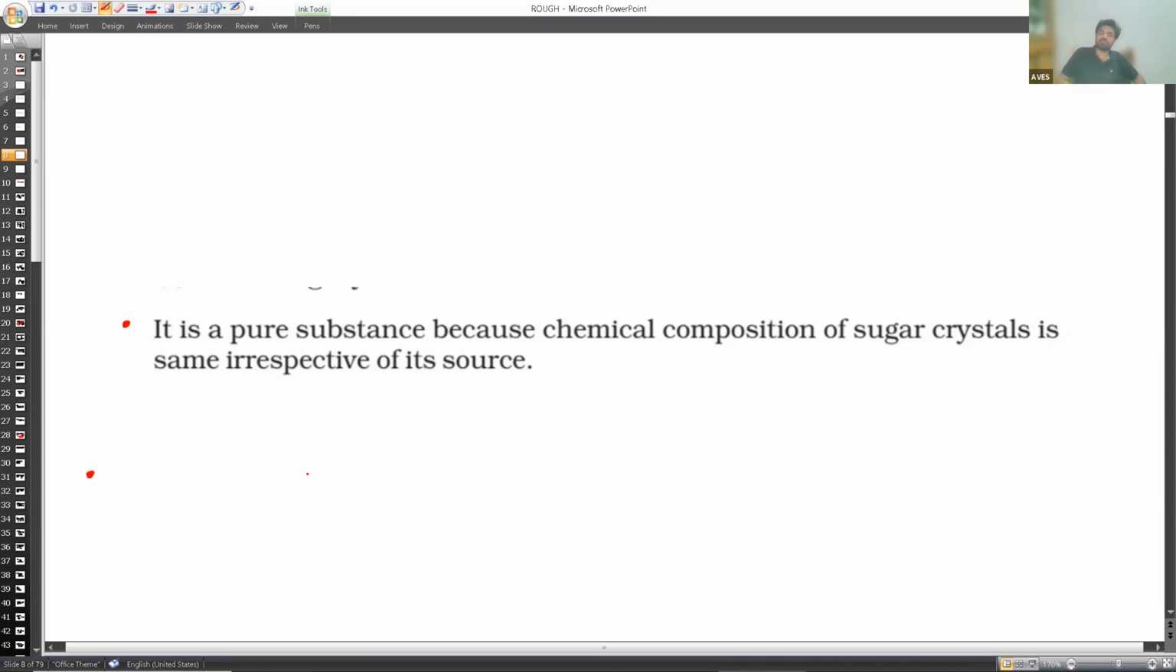Note it down that the scattering of light by the particles of colloids, which makes the path of light visible, is called the Tyndall effect.